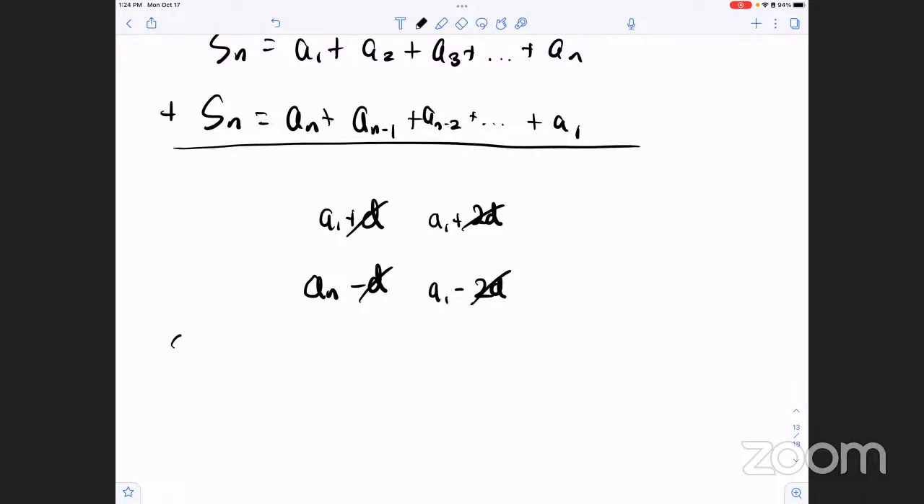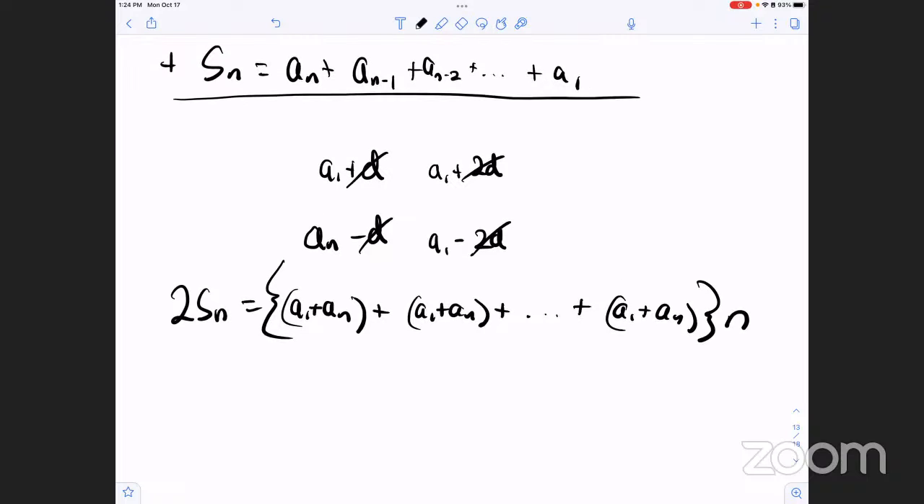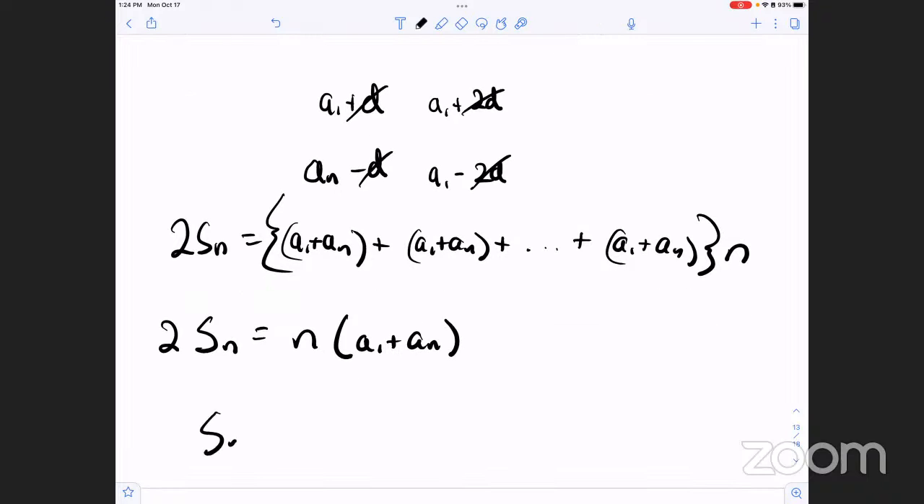So on the left, we're going to have 2 times SN, and on the right, we're going to have A1 plus AN plus A1 plus AN until you get to A1 plus AN, and that's going to occur n times, right? So long story short, if we consider the sum of the first n terms of an arithmetic sequence, it's going to be 2 times SN equals n times A1 plus AN, and divide both sides by 2.